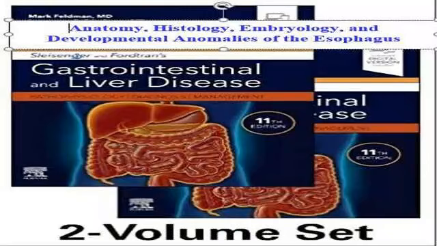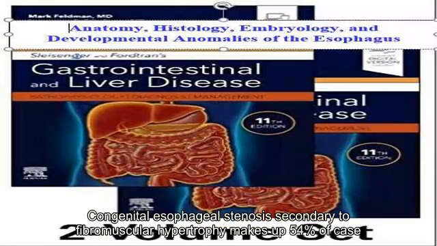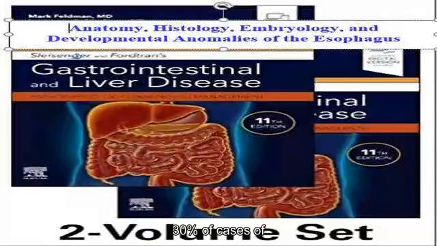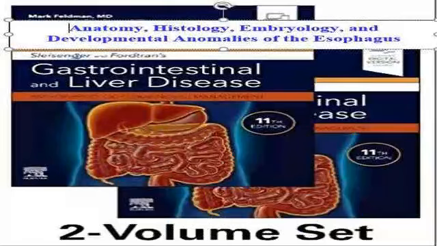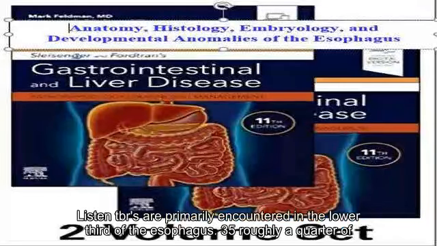Membranous diaphragm, which is limited to the mucosa and does not involve the muscle layers. A systematic review showed that congenital esophageal stenosis secondary to fibromuscular hypertrophy makes up 54% of cases, 30% of cases occur secondary to TBRs, and 16% are secondary to membranous diaphragms. Membranous diaphragms are typically found in the upper and middle esophagus, fibromuscular hypertrophy in the middle and lower esophagus, and TBRs are primarily encountered in the lower third of the esophagus.